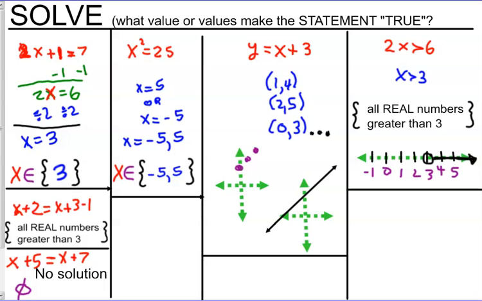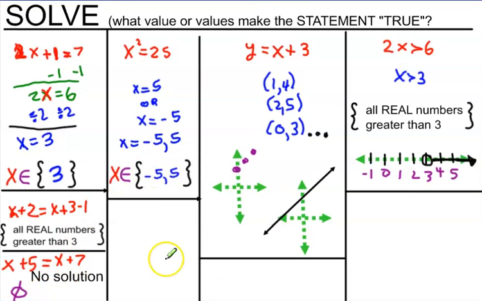When dealing with the problems that say solve, we are really trying to find a value, or maybe more than one value, that makes the statement true. When we see a problem where the directions say solve, we are trying to find a value or maybe values that make the statement true.